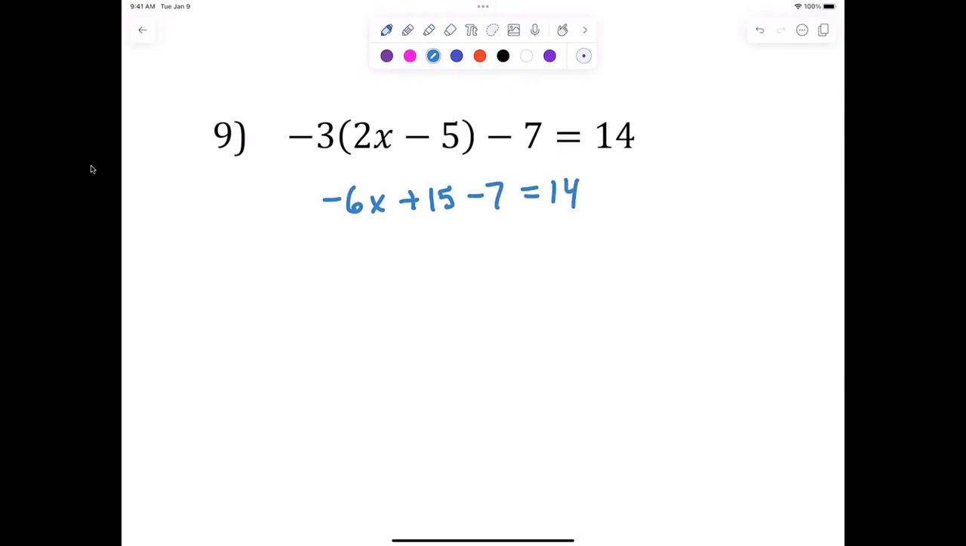You can do that. I'll show you how to do that also. All right, now we combine terms. Negative 6x plus 8 equals 14. Negative 6x equals 6. X equals negative 1. Yes.